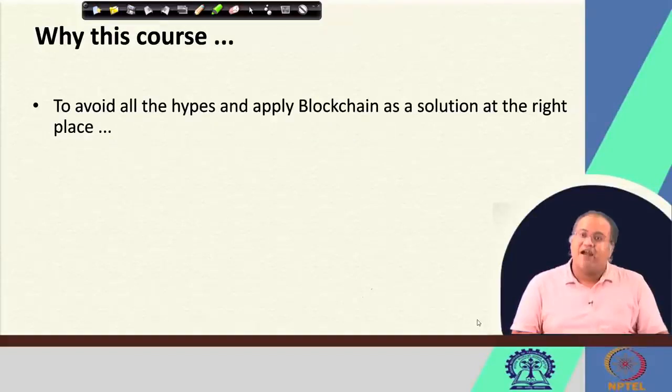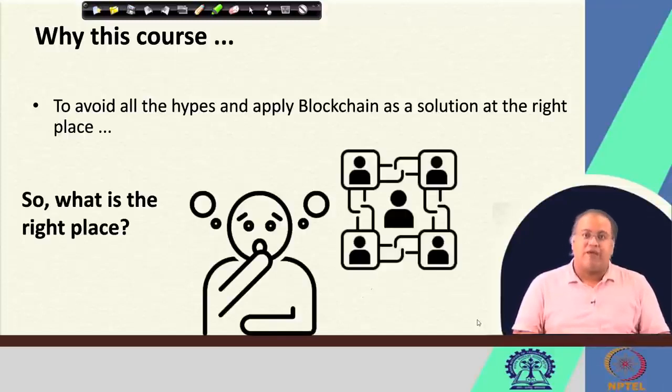So here comes the question: why this course? The objective of this course is broadly to understand the technology better, so that you can avoid all these hypes and myths and apply blockchain as a solution at the right place where it is really needed. So the question is, what is the right place? Let us have our journey through this course to understand that.